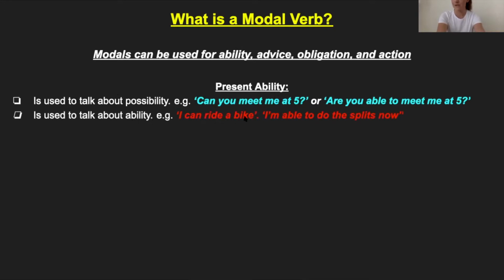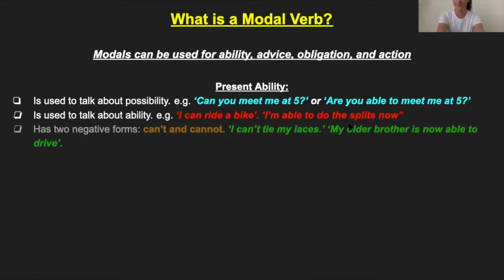I can ride a bike. I'm able to do splits now. Also, remember, it has two negative forms, can't and cannot. I can't tie my laces. My older brother is now able to drive.